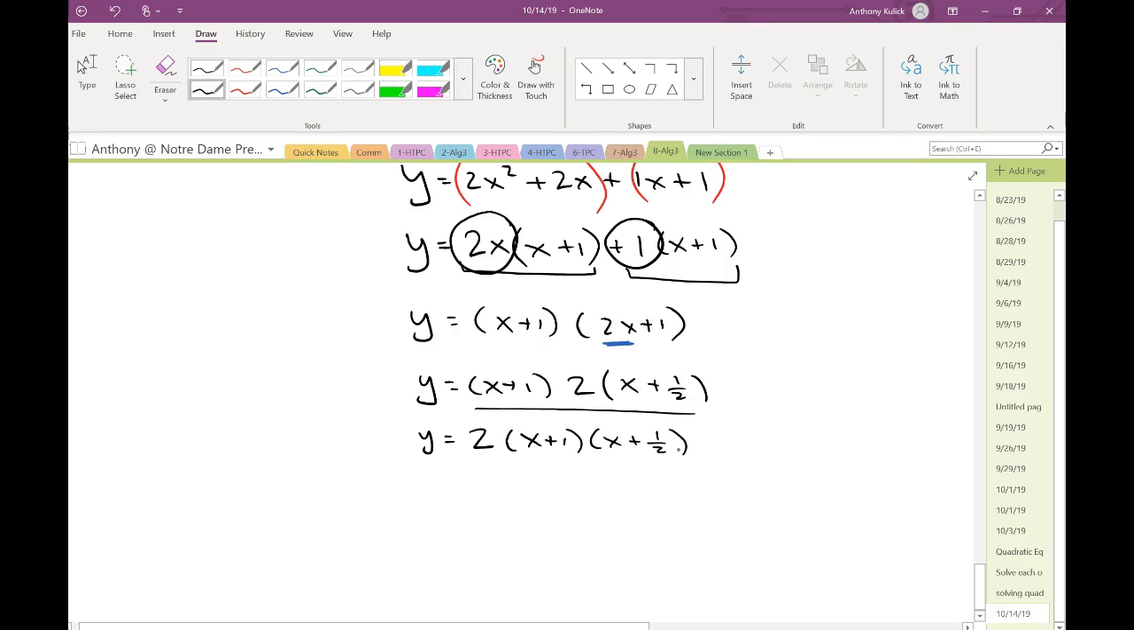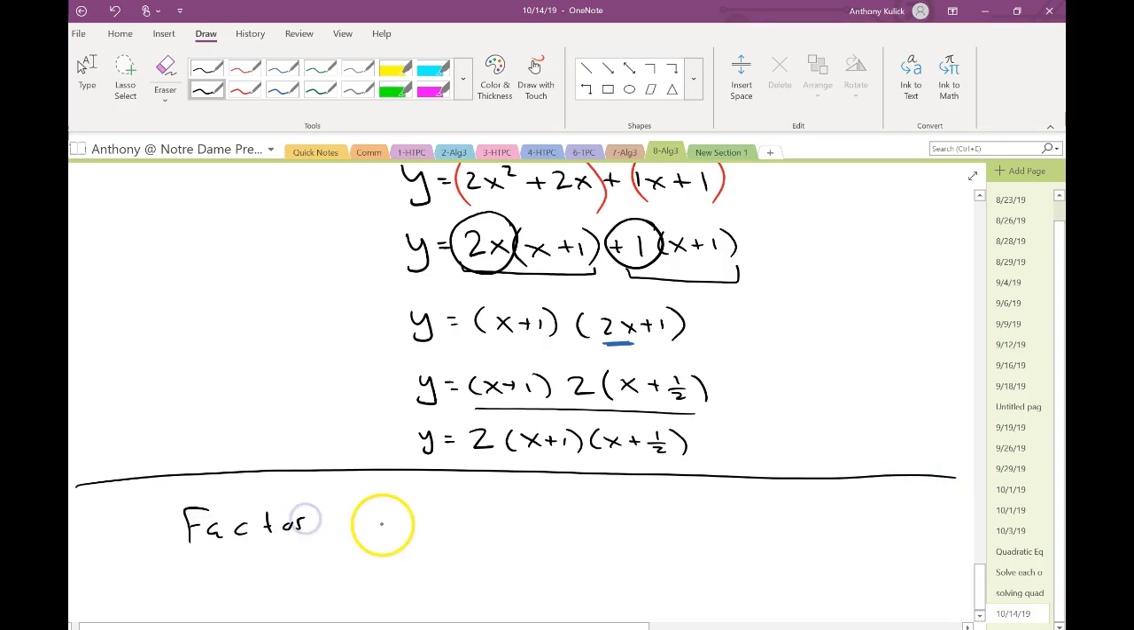Tommy? Sure. Were we okay with why I took the 2 out, everyone? So Tommy just wanted an aside factoring using the shortcut.